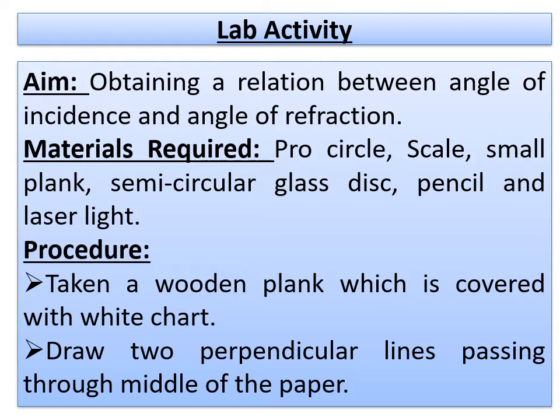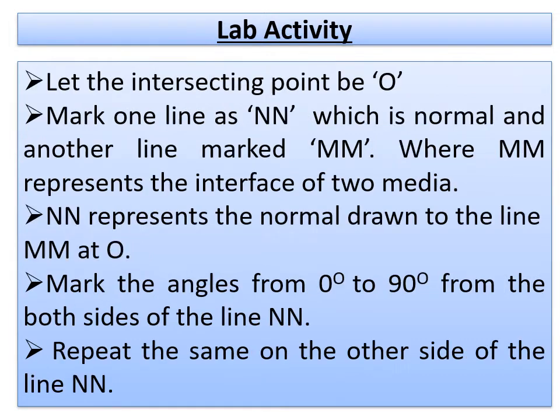two perpendicular lines passing through the middle of the paper. Let the intersecting point be O. Mark one line as NN, which is normal, and another line mark MM, where MM represents the interface of these two air and glass media. NN represents the normal drawn to the line MM.